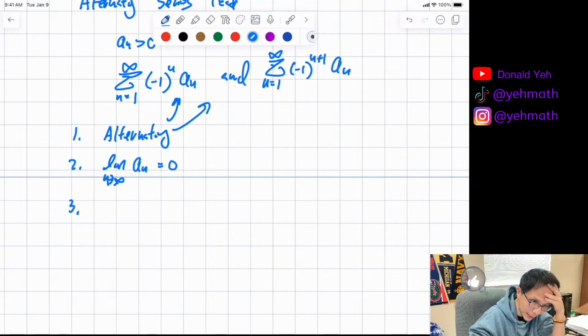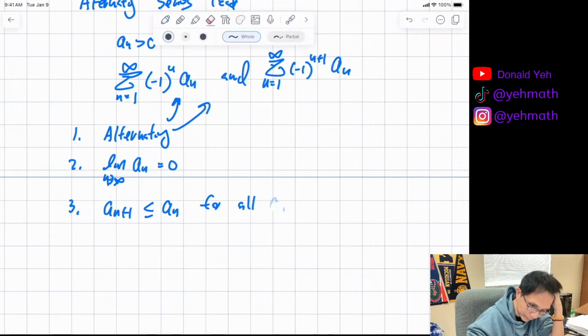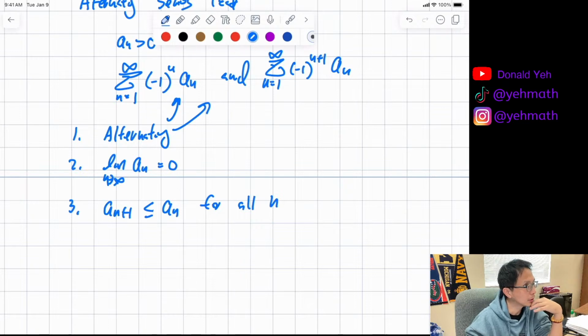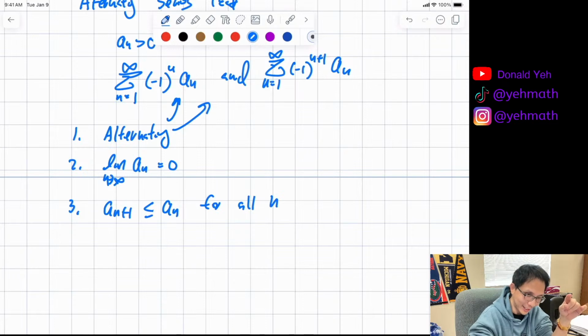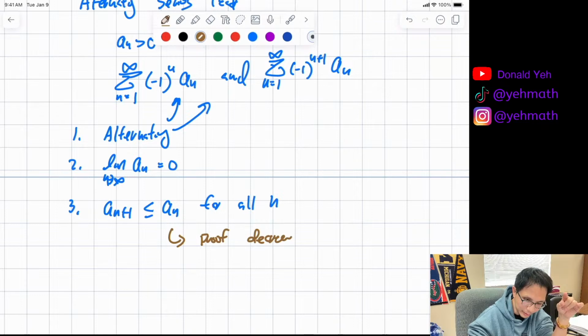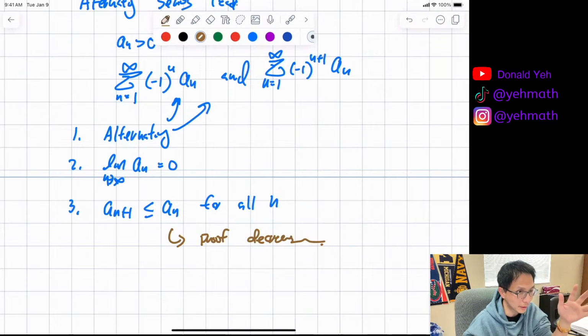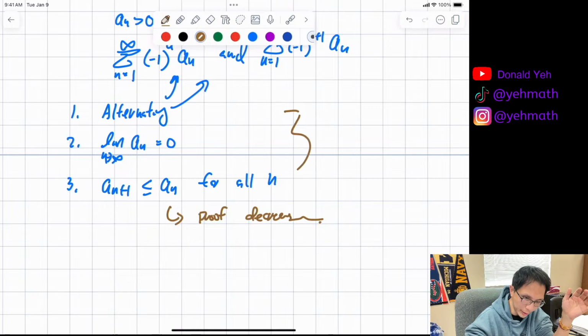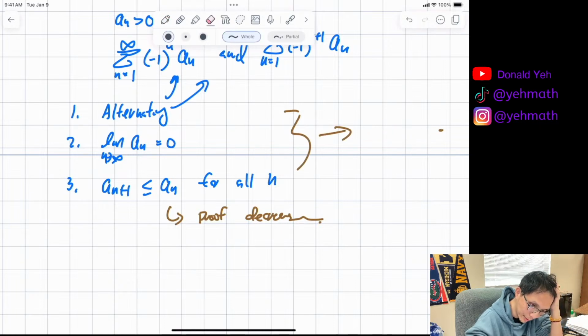The third thing says a_(n+1) is less than a_n for all n. What does that mean? If you can prove it's decreasing, then you are good. Then with all this, the series converges. Sorry, that was really ugly.